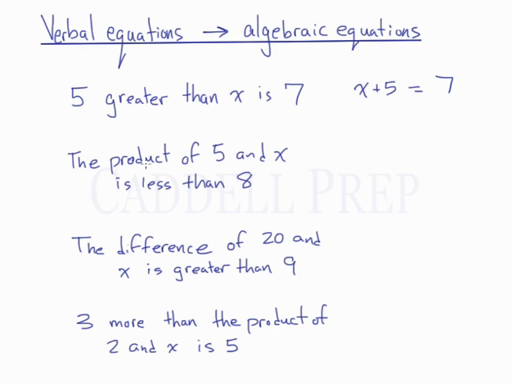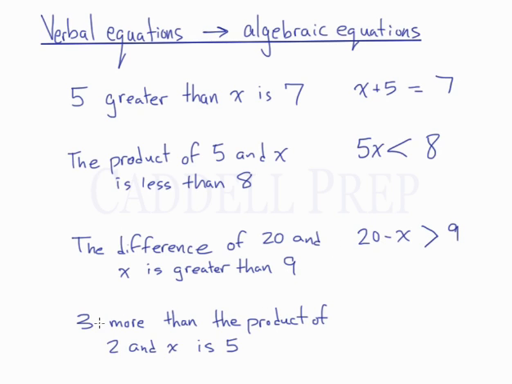The product of 5 and x is less than 8. So the product of 5 and x is just 5 times x, is less than 8. Okay, the difference of 20 and x means 20 minus x is greater than 9.